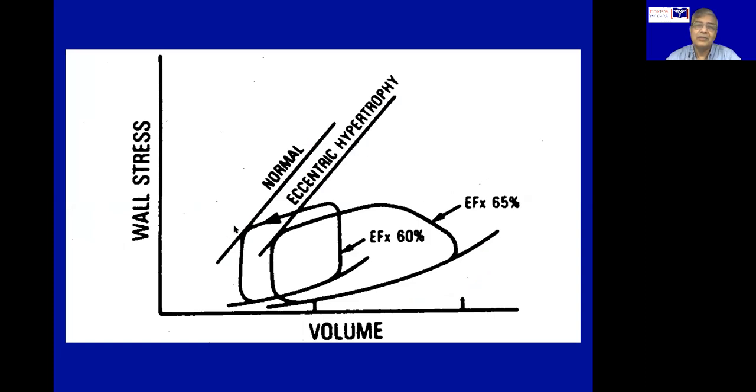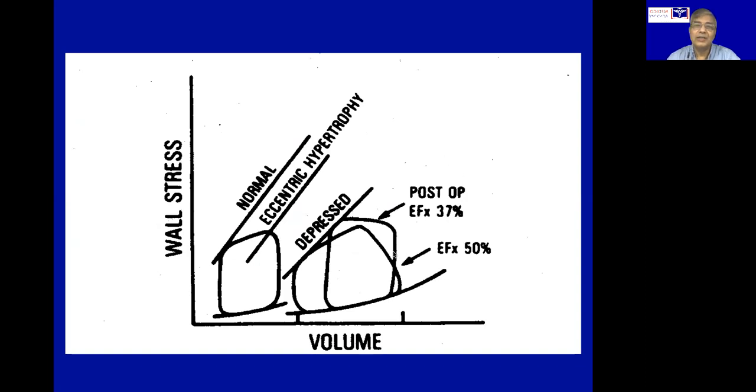So what happens is, this is a normal patient's pressure volume loop, and this is what it looks like normally, with an ejection fraction of about 60%. When the pressure volume loop shifts rightward, as it happens in MR, the ejection fraction actually increases to 65%, but this is a false thing.